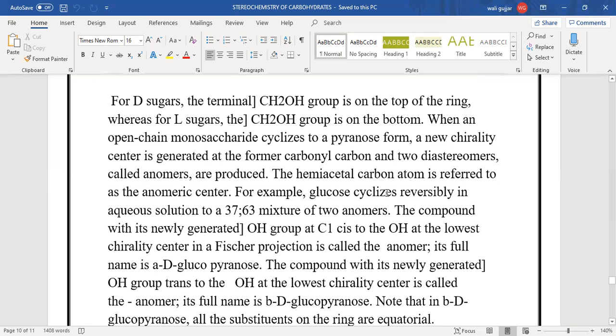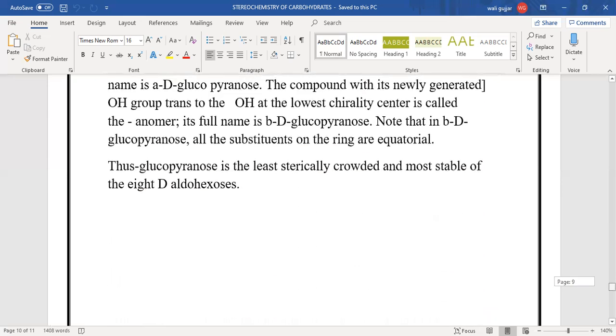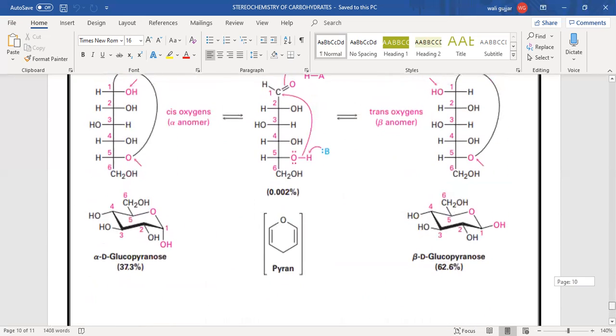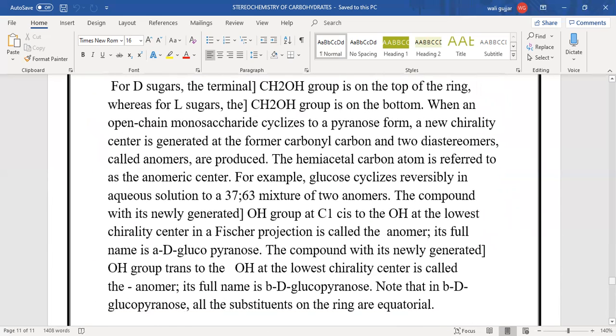For example, glucose cyclizes reversibly in aqueous solution to a 37 to 63 ratio mixture of two anomers, and this ratio is also present in this reaction, like when alpha-D-glucopyranose converts into beta-D-glucopyranose, then the percentage is 37.3% to 62.6%. So the compound with its newly generated hydroxyl group at carbon number 1 cis to the hydroxyl group at the lowest chirality center in a Fischer projection is called the alpha anomer.